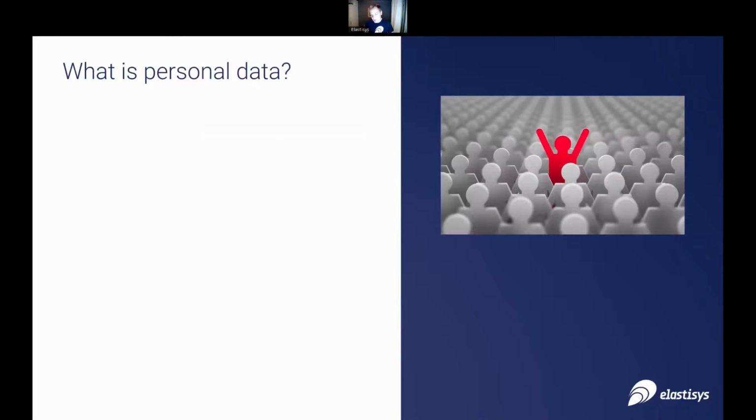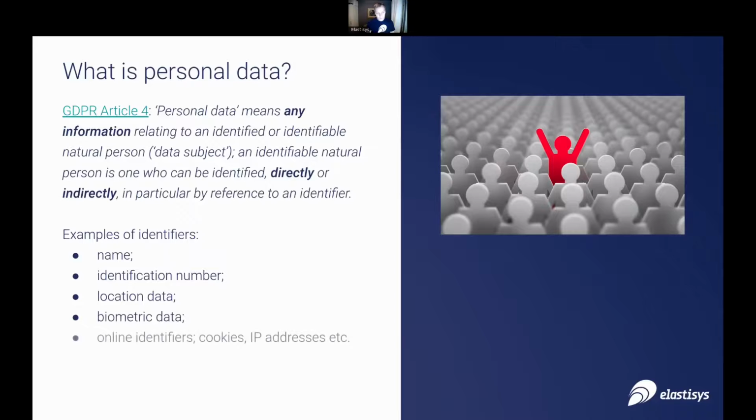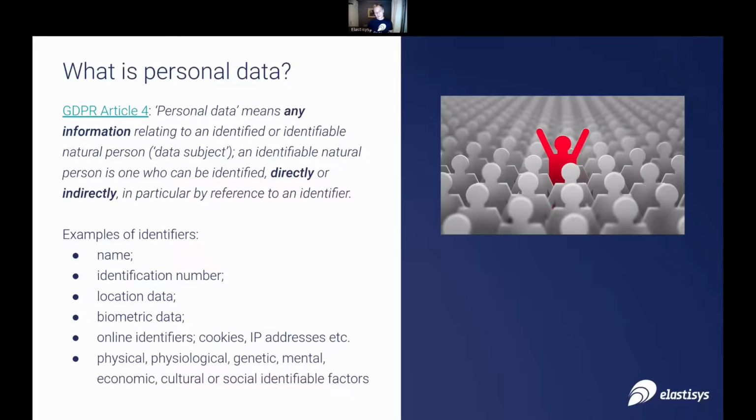So what is personal data then? This is a relevant question. According to GDPR, personal data has a pretty broad definition, meaning that pretty much anything that touches on a person or can be used to identify a human being is considered personal data. Some examples are names, of course, personal identification numbers, anything about location, biometrics, or online identifiers such as your IP address. But it also has a pretty wide range of other identifiable factors that indirectly can help identify a specific human being.